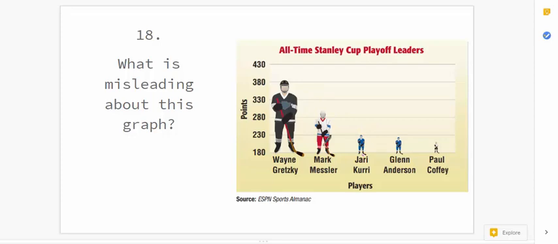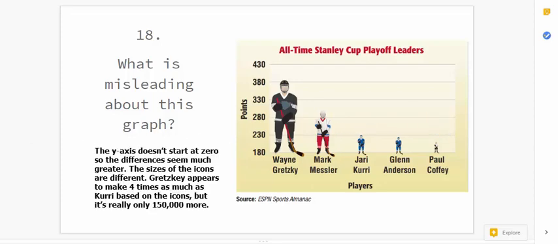However, that's not actually the case because I can see that Curry scores 230 points and Gretzky scores 380 points, which is actually only an increase of 150 points. So the icons make the differences seem much greater than they are. Additionally, because of the line graph, the y-axis does not start at 0, it starts at 180, these differences here seem a whole lot greater than they actually are.